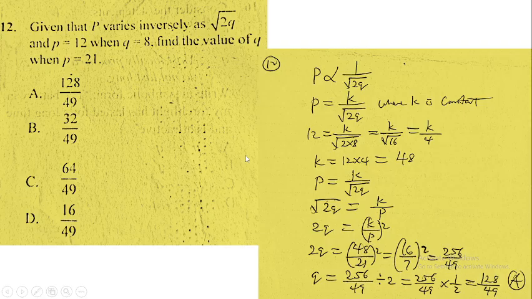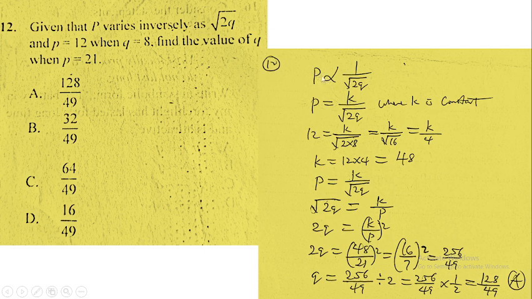Let's go to question number 12. Question number 12 is on variation. Given that p varies inversely as the square root of 2q, and p is equal to 12 when q is equal to 8, find the value of q when p is equal to 21. So p varies inversely as the square root of 2q. That's what we're having here as the interpretation of that.